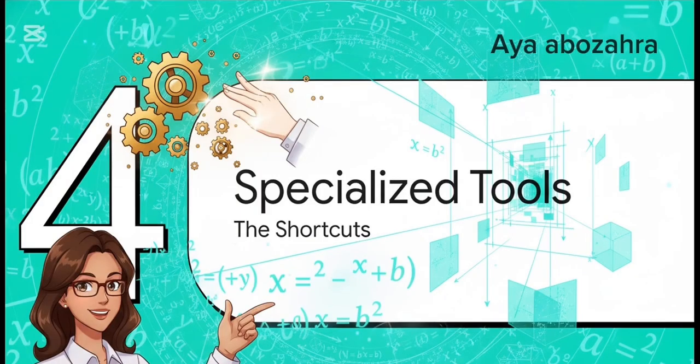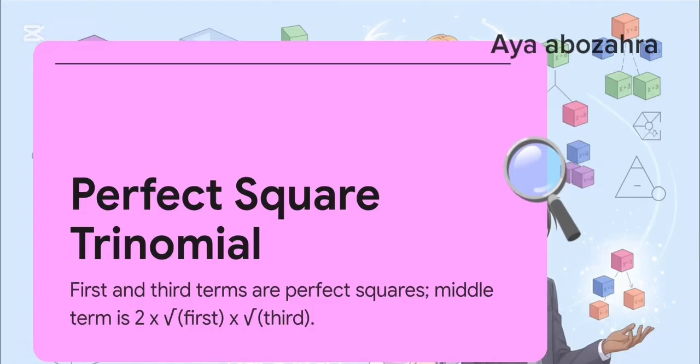Okay, so after all that hard work of trial and error, let me show you some beautiful, elegant shortcuts. See, for certain types of expressions, you don't have to guess at all. You just need to recognize the pattern. So the first one is called a perfect square trinomial. And here's what you look for.